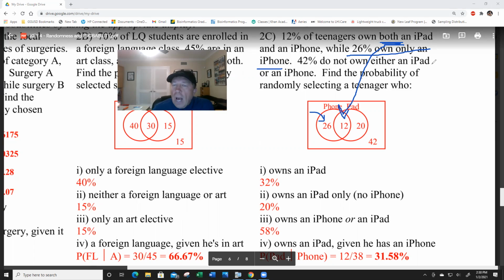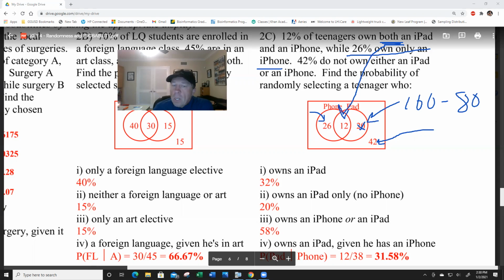42% do not own either an iPad or an iPhone, okay? So when I start this process, I didn't get that number. So I had to add up 42, 12, and 26. That gives me 80. And then I went 100 minus 80, and I was able to get the 20. Just so you know how I got that.